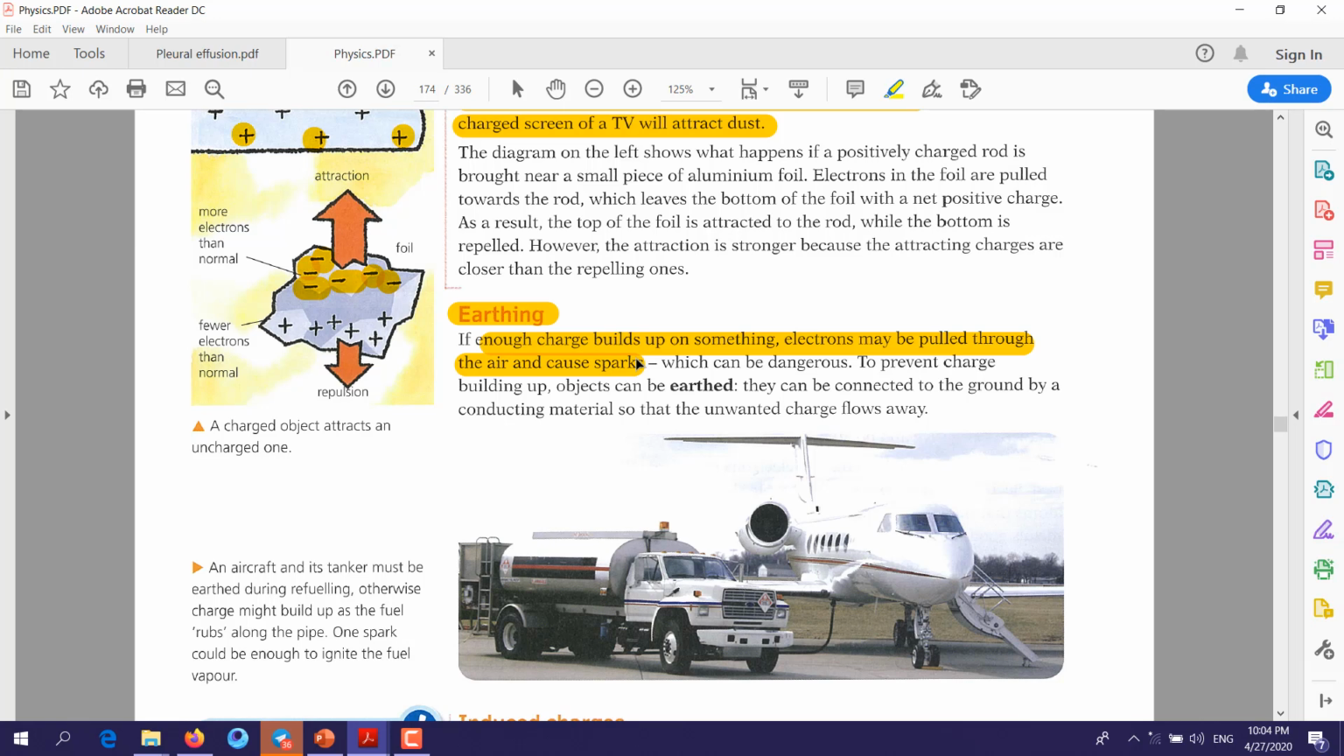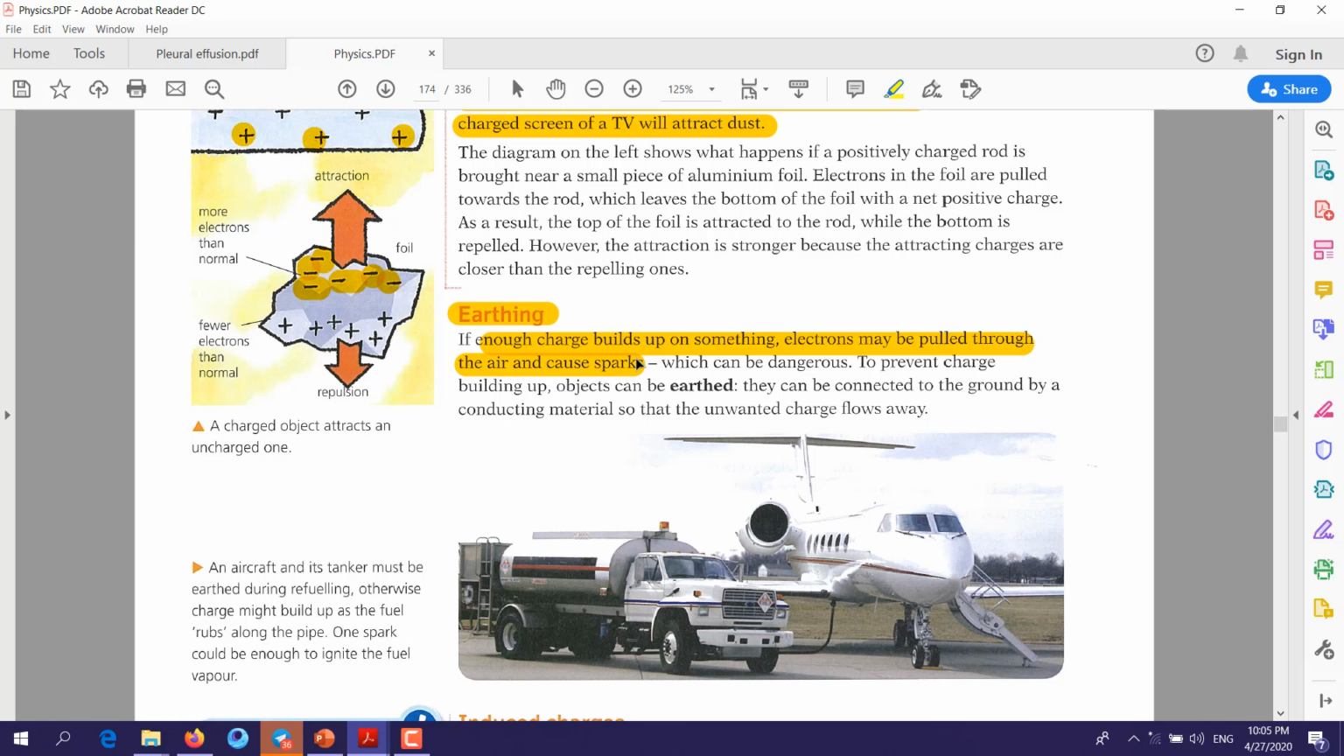If it makes a spark and there is petrol, what will happen? The petrol will burn. So they always say turn off your engine before you put fuel in your car, because when you turn it off, there is no electricity passing through the wires of the car, and the possibility of building up more charge will be less.